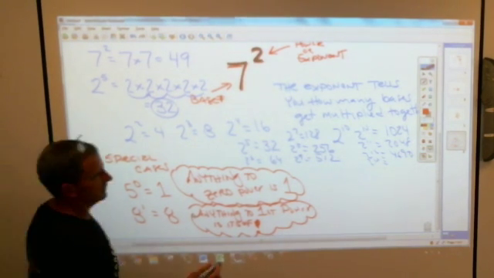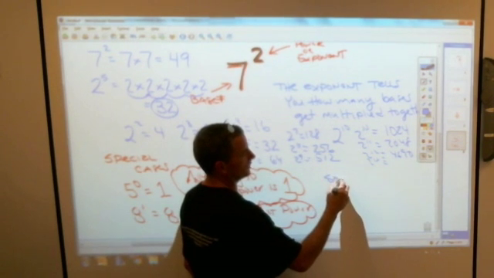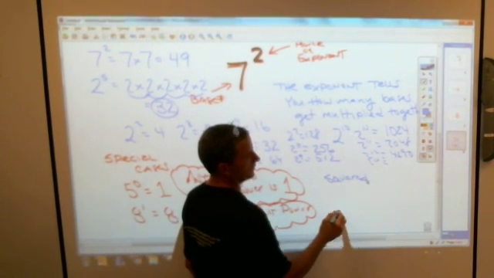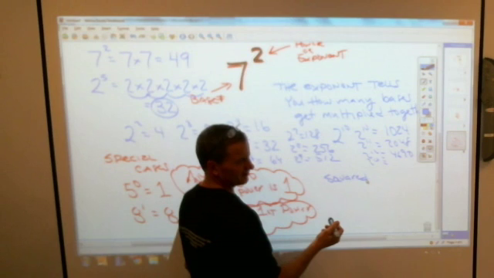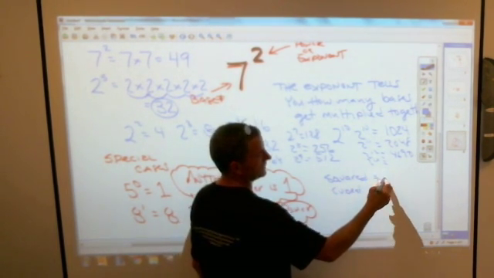And please also understand this. When we talk about powers, we have what are called squared. When you say something is squared, and when you say something is cubed. Squared is to the 2nd power.